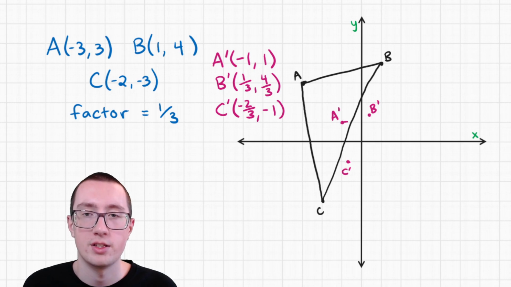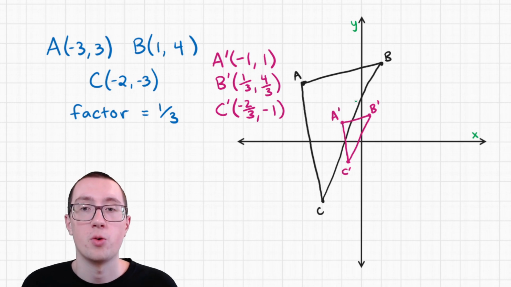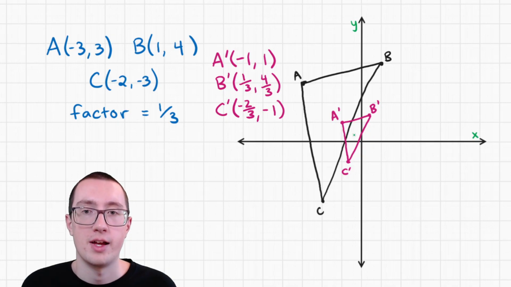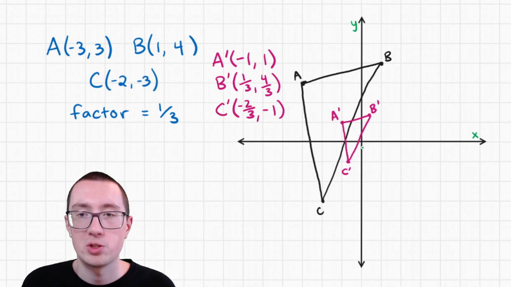So let's go ahead and connect these up with lines. So there you go. We've dilated this triangle. And not only is it smaller, we basically divided the size of it by 3, but it's also now closer into the middle of the graph. So now you know how to perform a dilation on a graph.